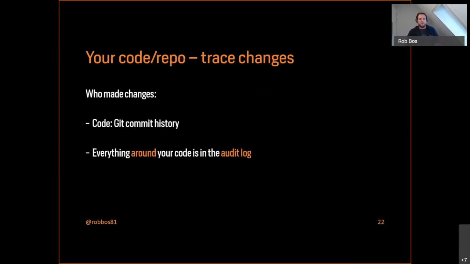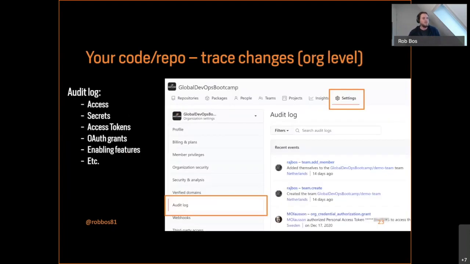Looking into the other parts of your code and repository, make sure to trace any incoming changes. For looking at who made changes to your code, it's very easy. You can go to the Git commit history and do everything in there. But everything around your code is also available inside GitHub, so especially from a security perspective, that's very good to know. You can find all the changes if you are in an organization. If you go to settings, then you go to the audit log, and everything that somebody has done in your repository outside of adding code is in here.